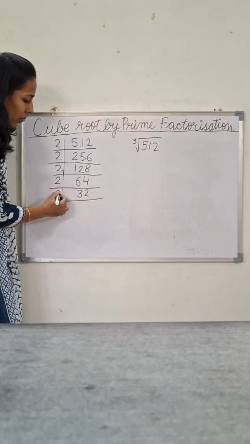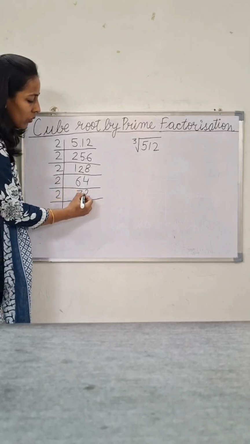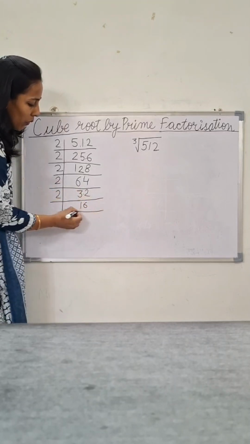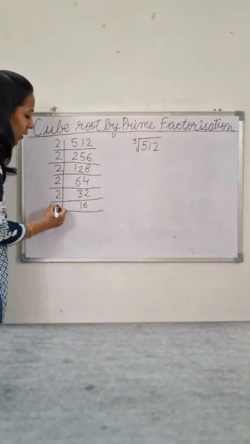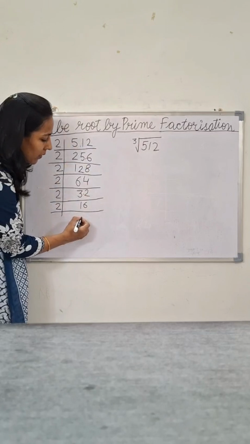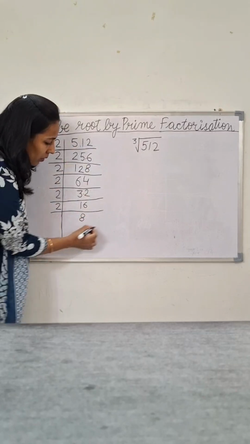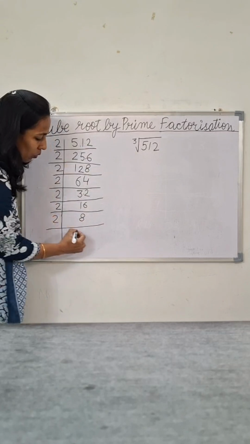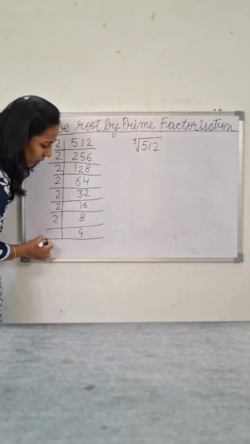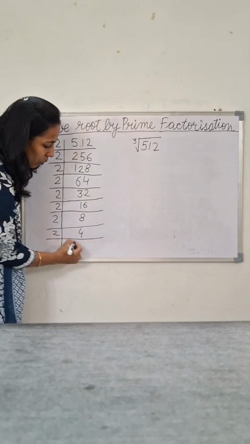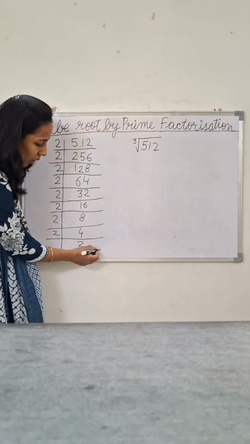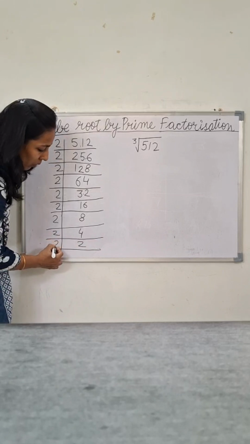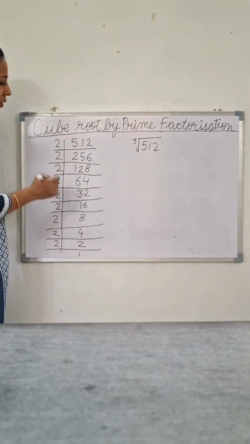Even number. So divided by 2. 2 1s are 2, 2 6s are 12. Again this is an even number. So 2 8s are 16. 2 4s are 8, 2 2s are 4. Now we are left with 2. 2 की table में 2 आएगा 1 times पे. So 2 1s are 2.